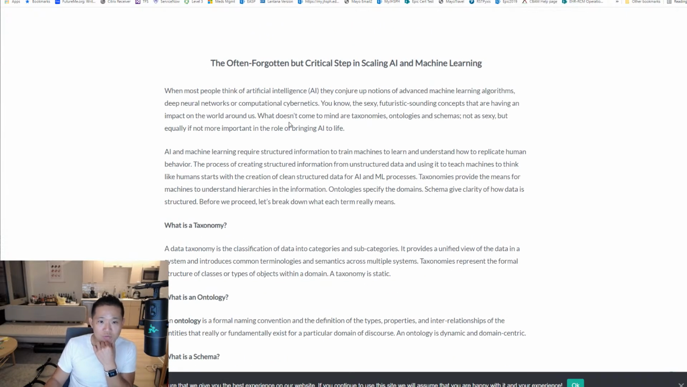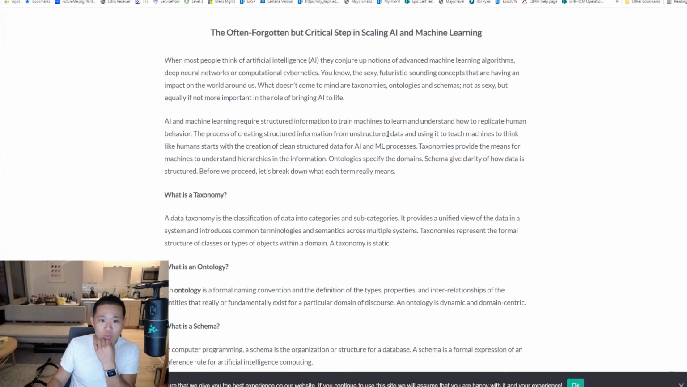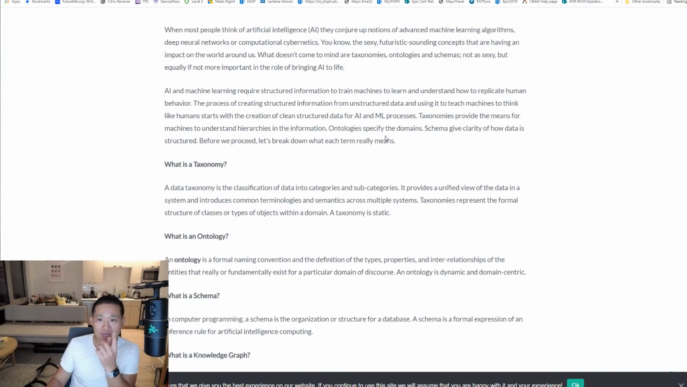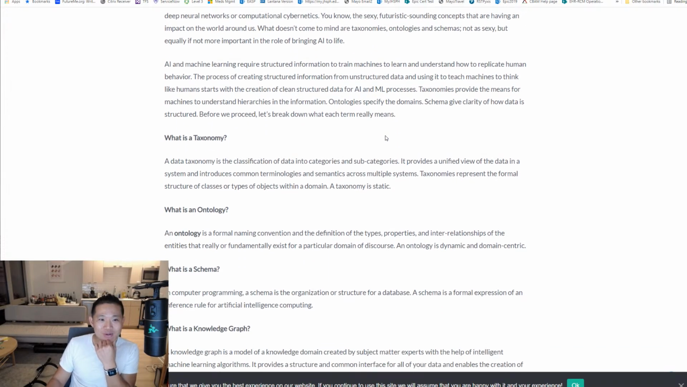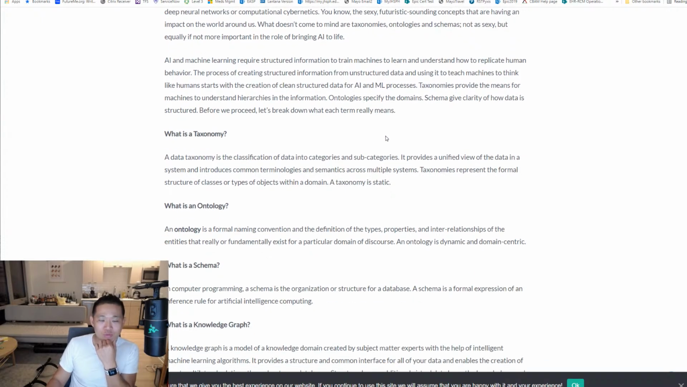When most people think of artificial intelligence, they conjure up notions of advanced machine learning algorithms, deep neural networks, or computational cybernetics. You know, the sexy, futuristic sounding concepts that are having an impact on the world around us. What doesn't come to mind are taxonomies, ontologies, and schemas. Not as sexy. I disagree. But equally, if not more important in the role of bringing AI to life.